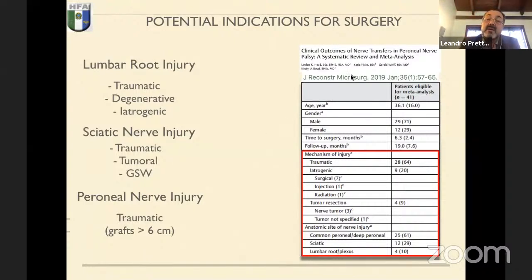Systematic reviews and meta-analyses of the literature regarding this nerve transfer showed that this technique has been employed for recovery of common peroneal nerve, sciatic nerve, lumbar root, or lumbar plexus injuries, not only for traumatic injuries, but also for iatrogenic injuries and following tumor resections.